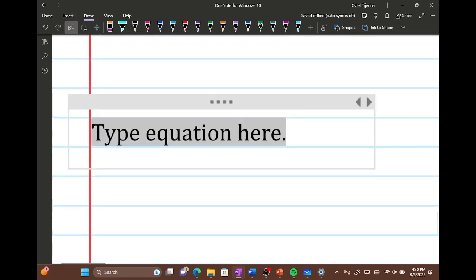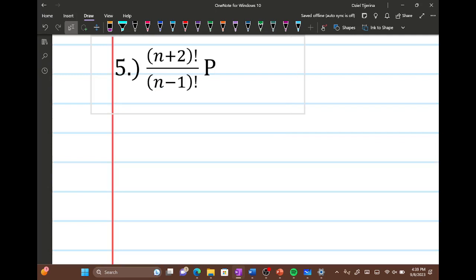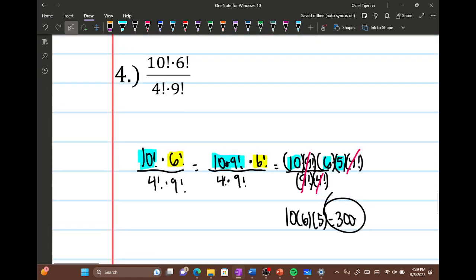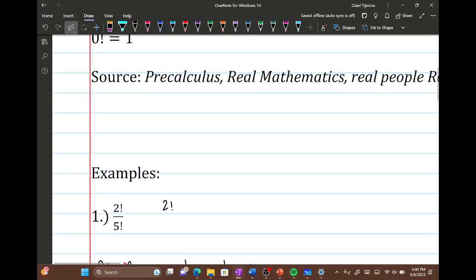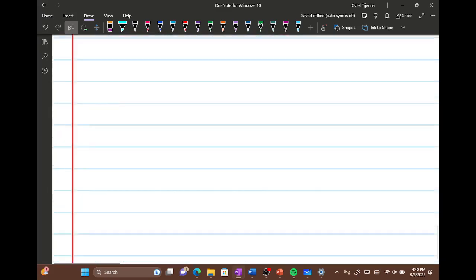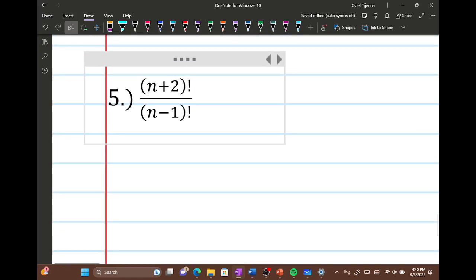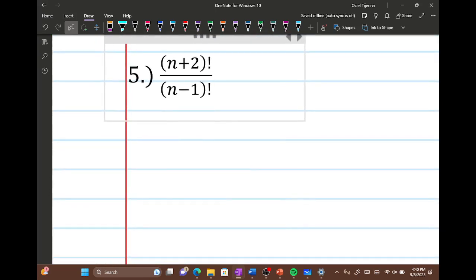Give me a second, guys. One second. Okay, guys, so let's get this one now. This one is a little bit different. It's a little harder, actually, than the previous ones. Now we're getting into actually doing some with algebraic expressions. So we want to find what this is.